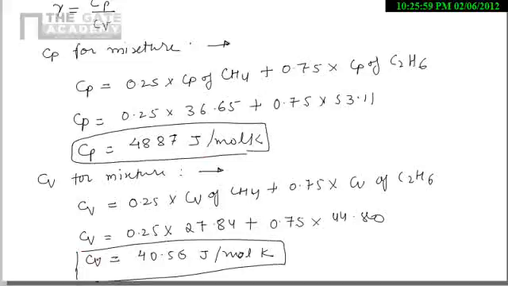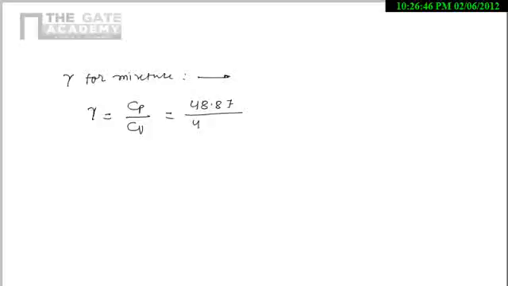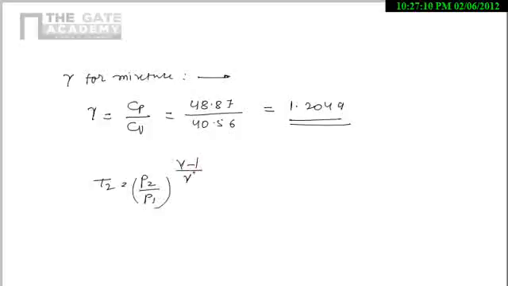With the help of Cp and Cv we can find gamma for the mixture. Gamma equals Cp by Cv. Cp we have calculated 48.87, Cv we have calculated 40.56. So this ratio will come 1.2049. So now we have calculated gamma, that is 1.204. Now we can apply our equation T2 equals (P2 by P1) to the power (gamma minus 1) by gamma into T1.